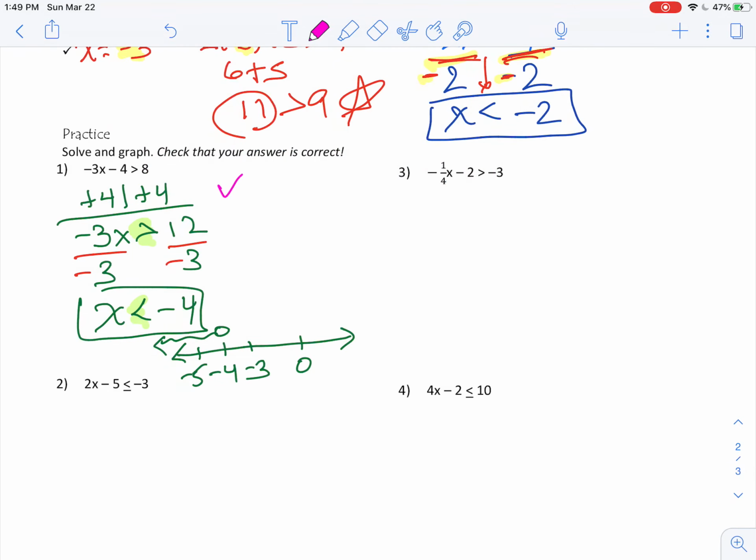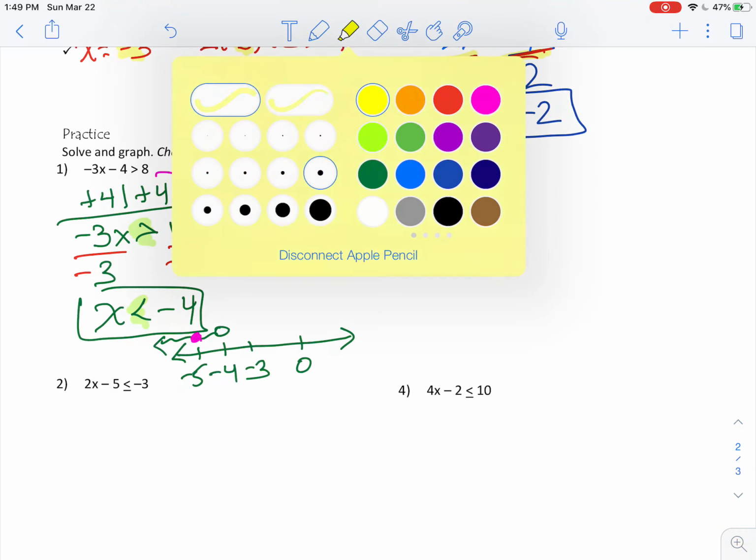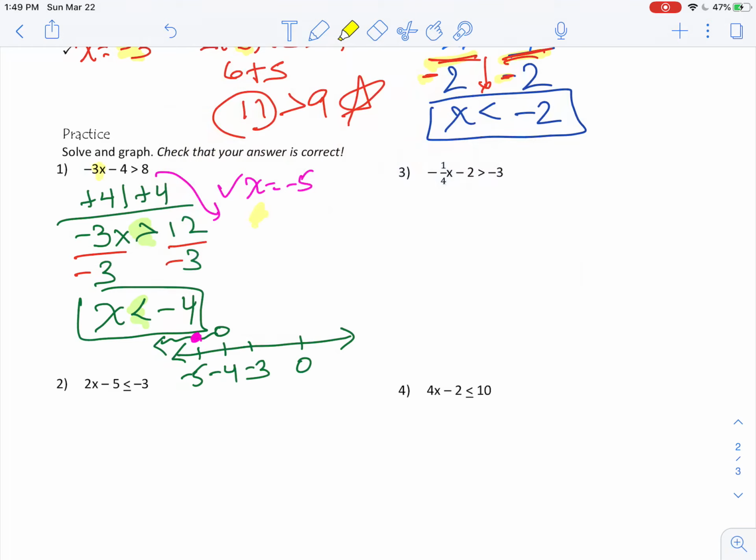Then we're going to go ahead and do our check. And all we do is choose any number that we'd like to that's on our graph. So I'm just going to use this one right here. I'm going to use where x is equal to -5 because that's definitely on our graph. So I'm going to take the inequality, and wherever there's an x, I'm going to put the -5. So here I go. It says -3 times x, which is -5, minus 4 is greater than 8. And then I'm going to do my work.